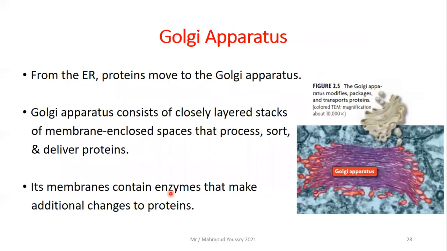This is very important. Another organelle is the Golgi apparatus. As you can see, it has many folds. From the ER, proteins move to the Golgi apparatus. The Golgi apparatus consists of closely layered stacks of membrane-enclosed spaces that sort and deliver proteins. So they work on proteins. Its membranes contain enzymes that make additional changes to proteins.